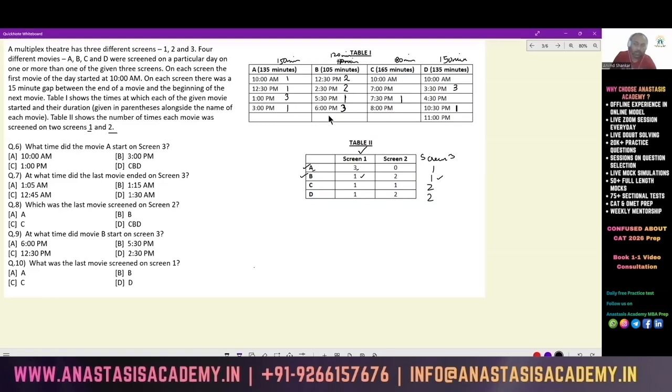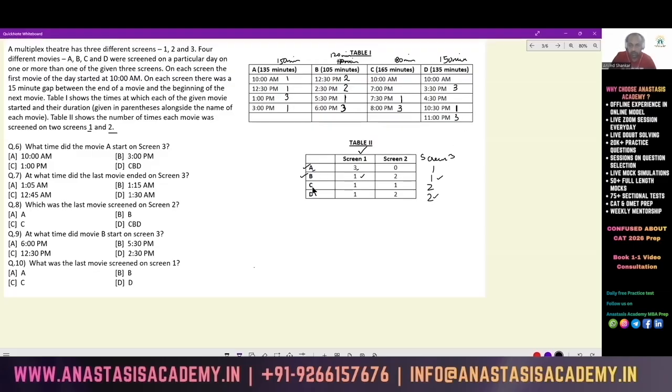1 hour 45 minutes is the runtime, 15 minutes of gap. So the next movie on screen 3 should be at 8 p.m. What can it be? It will necessarily be here. This will be screen 3. And the next movie on screen 3 can only be at 11 p.m. now. After C is done, 3 more hours gone, it will be at 11 p.m. So this will be the last screen 3.